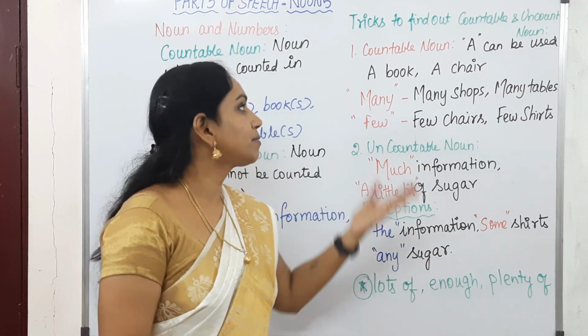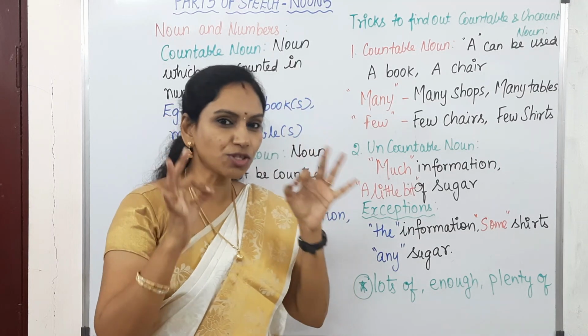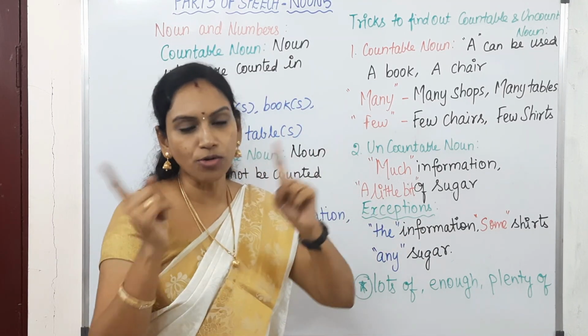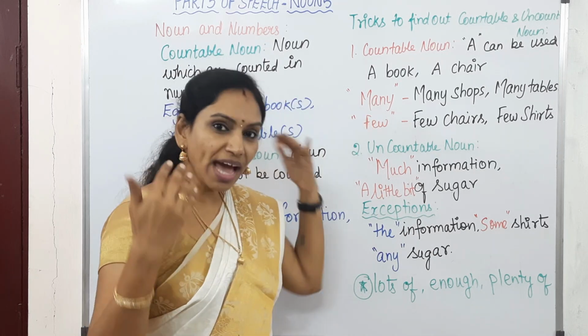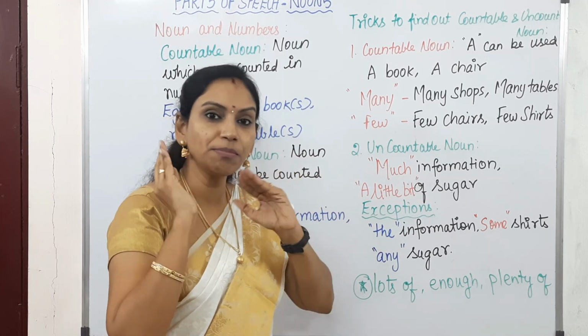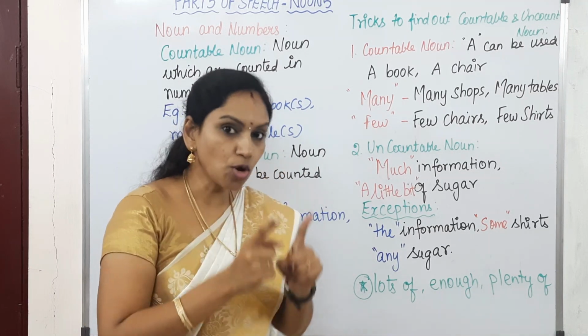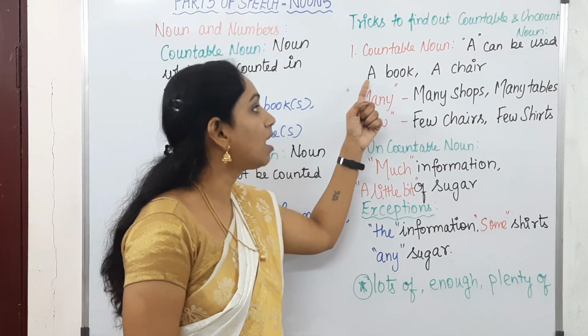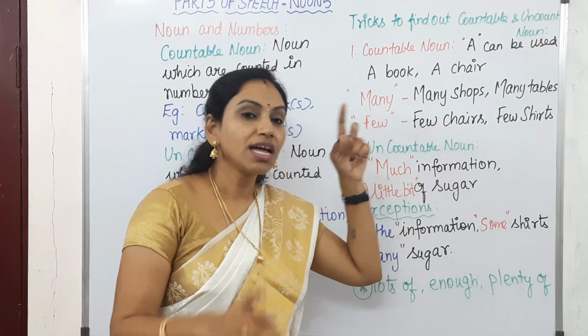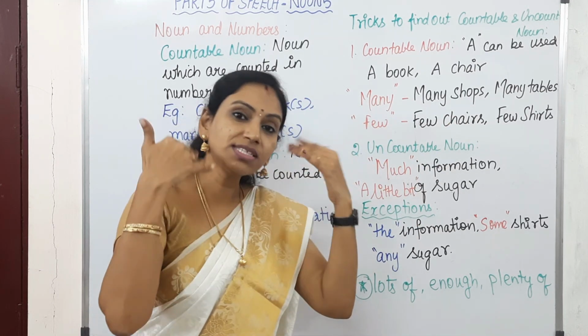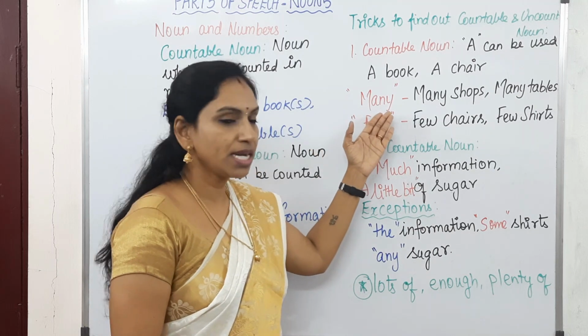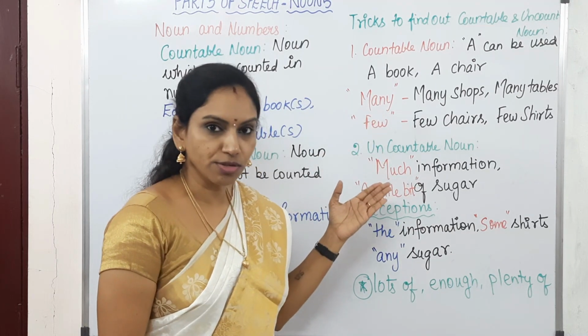Okay. Again, I'll repeat. The small trick to find out countable noun and uncountable noun is, if a is there before a word, it means it is a countable noun. That is, it is denoting singular. A book, a chair. Countable noun. If it is in plural form, you will get many and you will get few also.